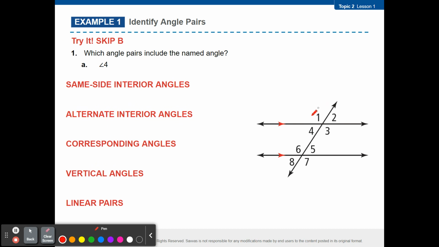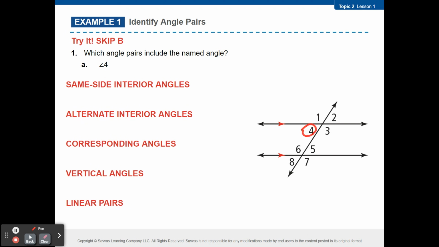Corresponding angles means that we have like 1 and 6, 4 and 8, 2 and 5, 3 and 7. Like if I cut this here, grab this point, put it on top, you would have those corresponding angles. Vertical angles, we already know those go across, and then linear pairs. Now we're basing all of this off of angle 4.